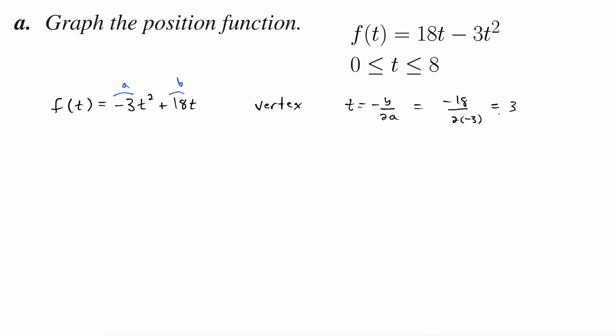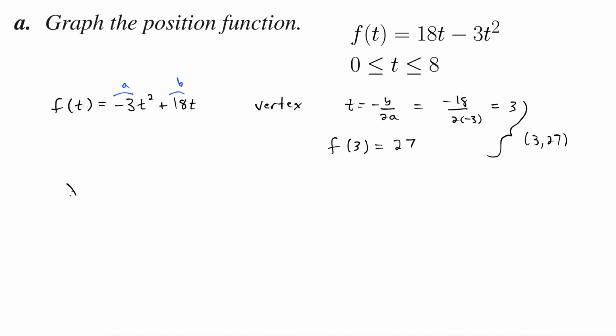So there's the t-coordinate. To get our position at t equals 3, we plug that in. So then we say f of 3. Okay, so we're plugging that into this function, and it turns out that gives us 27. So we combine these two things for our vertex, 3, 27. All right, that's a good start.